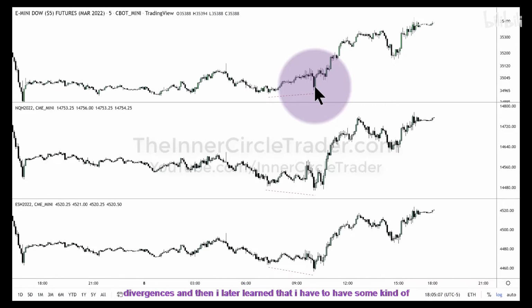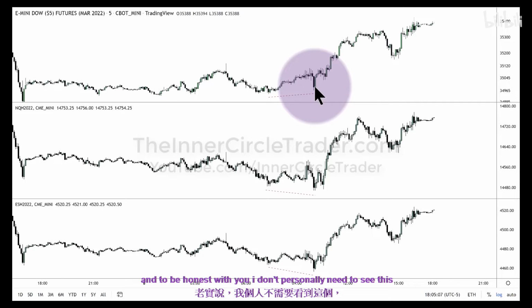And then I later learned that I have to have some kind of narrative as to why this would even form. And to be honest with you, I don't personally need to see this because I know what I'm looking for. I already know that it's going to create this divergence at the times I'm trying to buy. But as a developing student, you may not have that experience, and there's nothing wrong with that. And you may be trading longer than me. Maybe you've been trading 31 years. There's nothing wrong with that. Maybe you don't need this either.